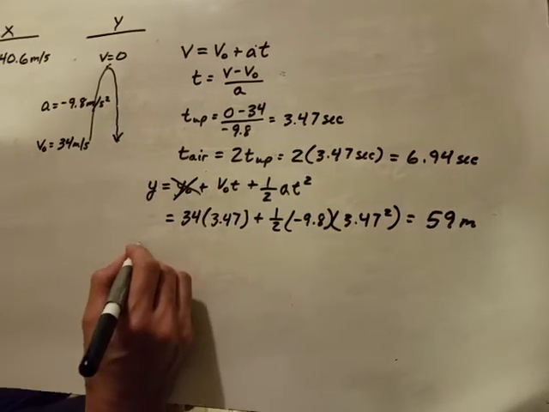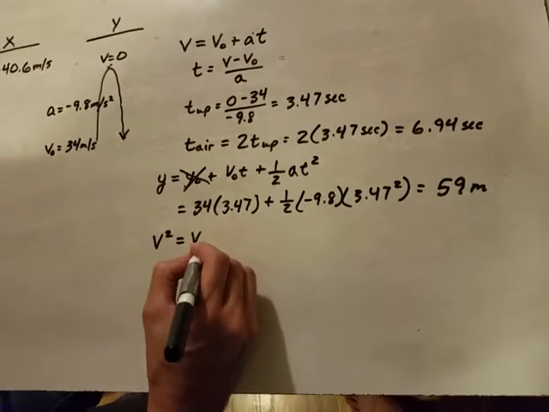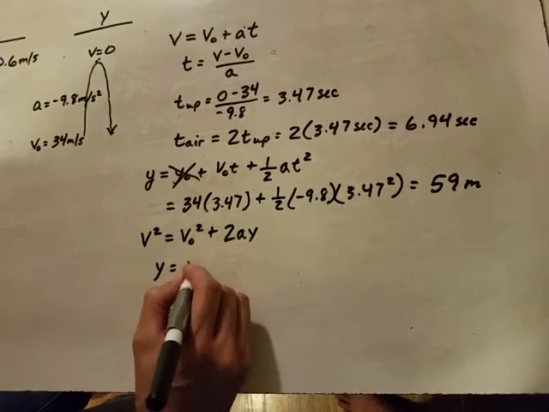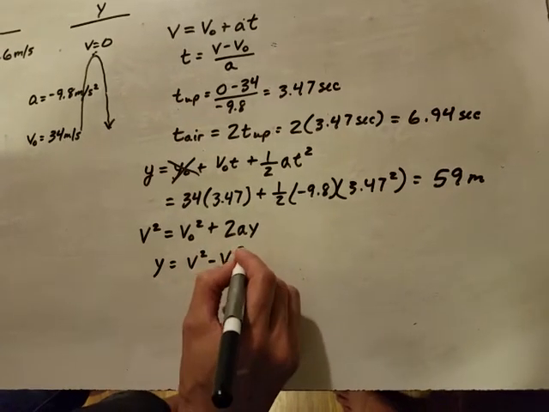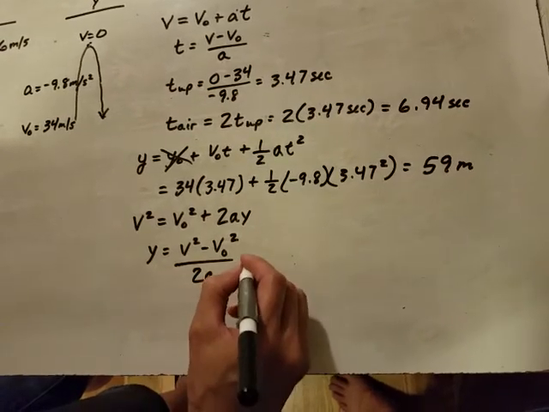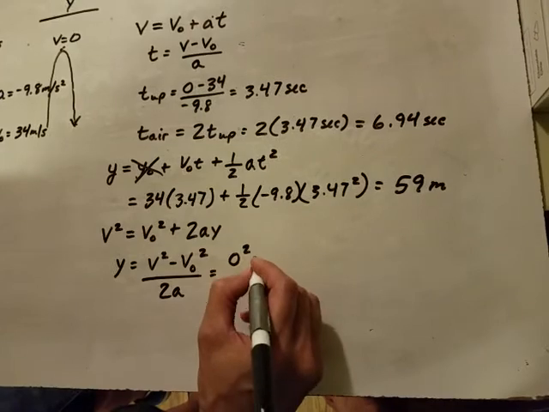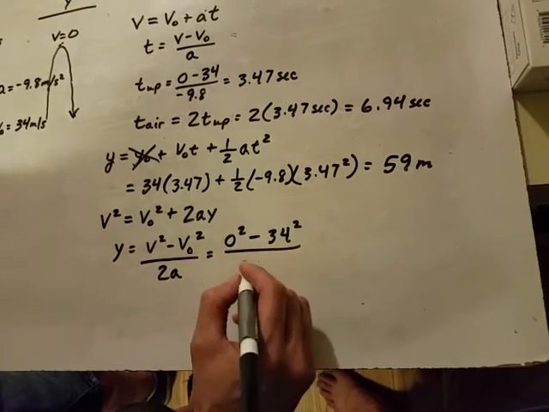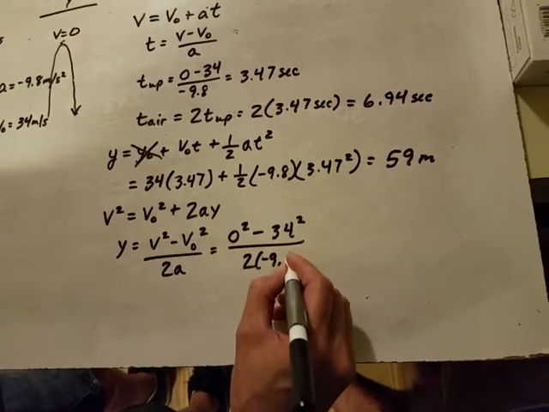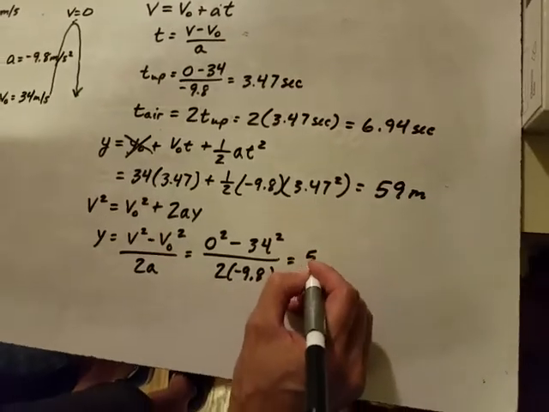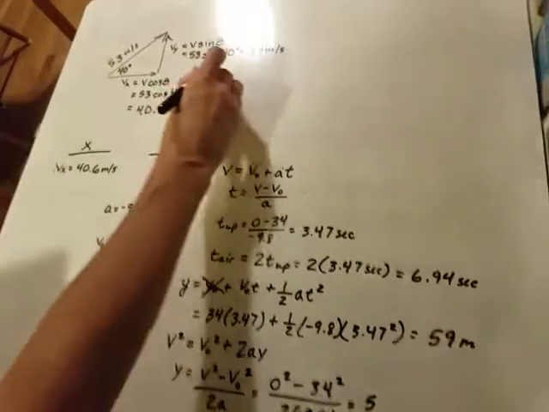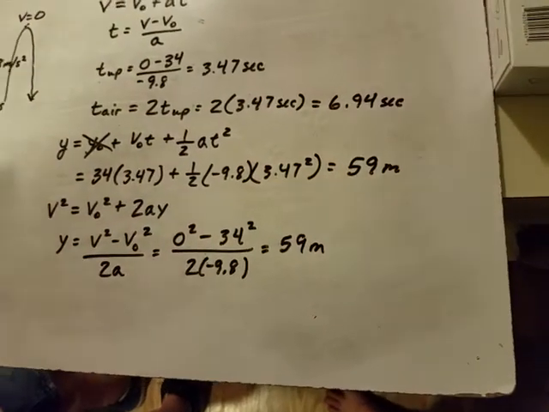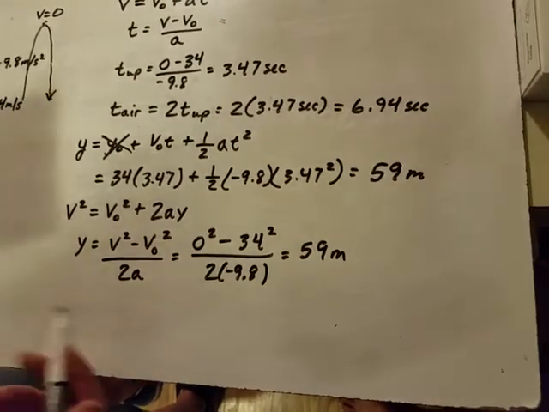The other way you can do this is using this equation. V squared is equal to v0 squared plus 2ay, and solve for y. So y is v squared minus v0 squared over 2a. And then you can plug in, that would be 0 minus 34 squared. Notice I'm never using that 53 that they gave us ever again. Once you plug it in and get your components, you're never going to use that value again. And you can see we also get 59 meters going this way. So that was the second part. How high up does it go?